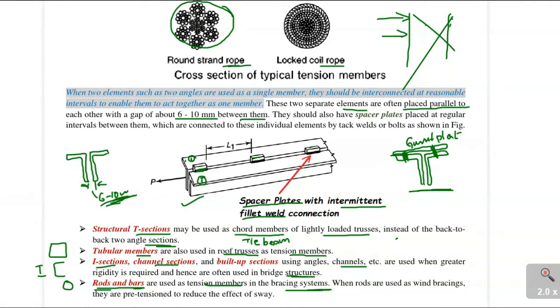When rods are used as wind bracings, they are pre-tensioned to reduce the effect of sway. So you people know what pre-tensioning is. We are going to introduce some tensile stresses when we are using these rods in this structure.